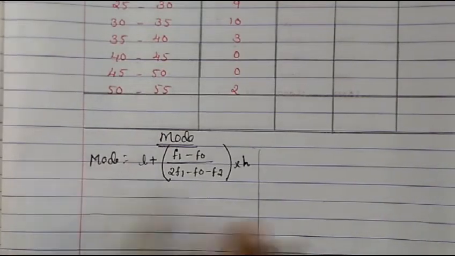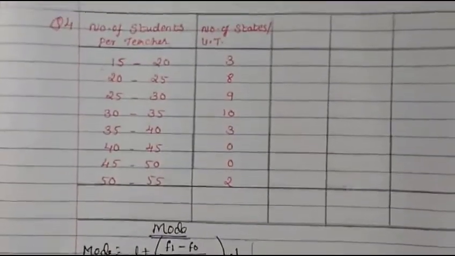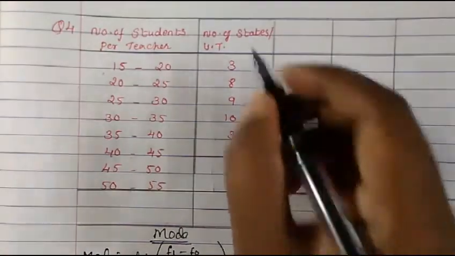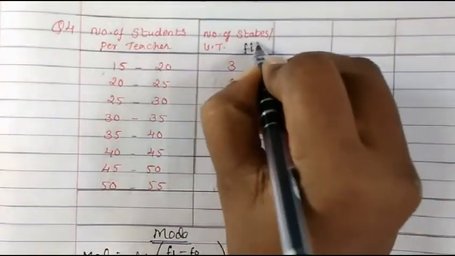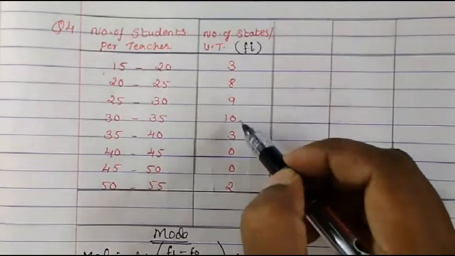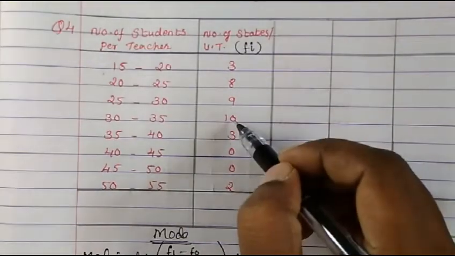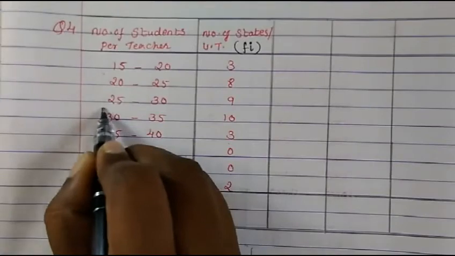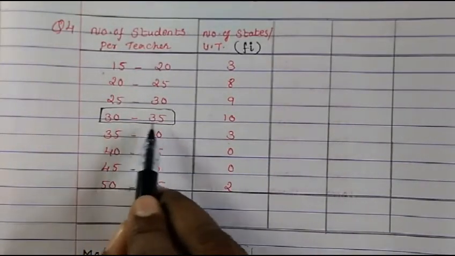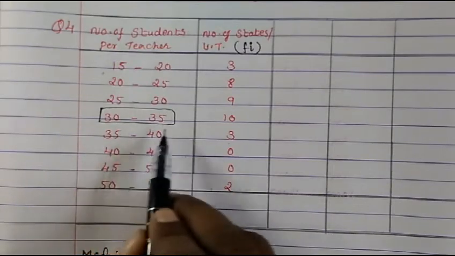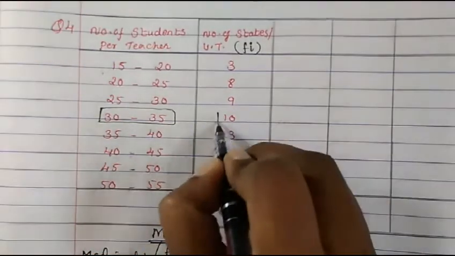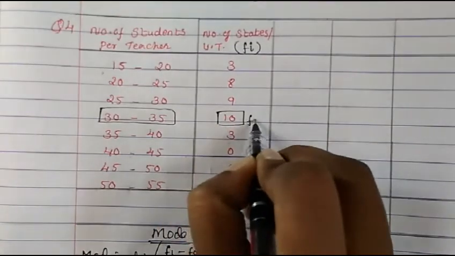So before that, what do we have to find? For the mode, we see the highest frequency. This is your frequency column, and 10 is the highest frequency. So this will be our modal class. The modal class is 30 to 35, so our answer will come within this. And this becomes our F1.